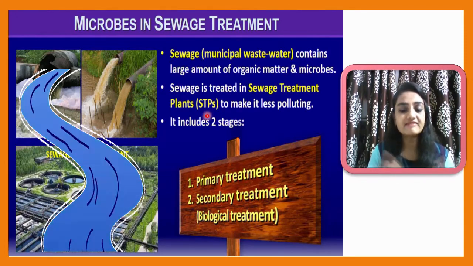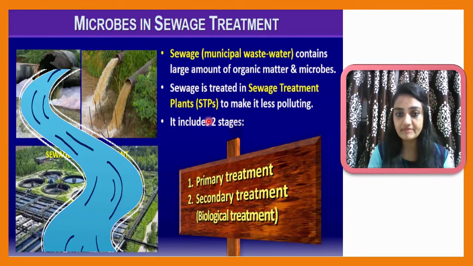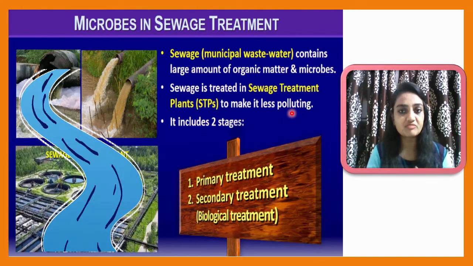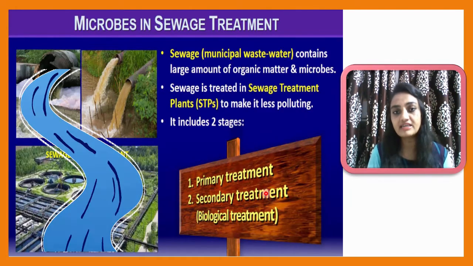So what will a sewage treatment plant do? It will make the sewage less polluting. The pollutants present in the sewage will be minimized in this type of plant, and it includes two stages. First is the primary treatment and second is the secondary treatment. Secondary treatment involves microbes, and that's why secondary treatment is also called biological treatment.